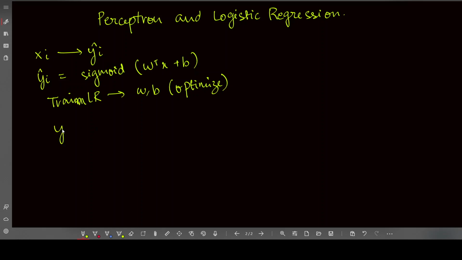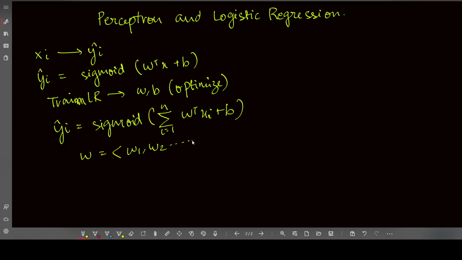So I'll write this in a mathematical formula here. It's given by sigma i equals 1 to n w transpose xi plus b, right? Where w is your weight vector w1, w2, all the way to wd, the d number of dimensions, correct? So how do we model this logistic regression using a perceptron?